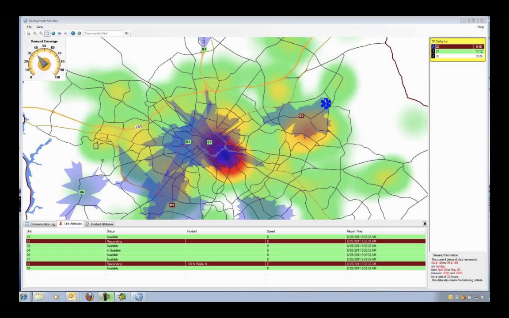So we see different units positioned throughout the area, and on the system here, we see we've got a call that's come in. It will dispatch the closest unit to that call, which looks to be that unit, so they'll be heading out to that call.